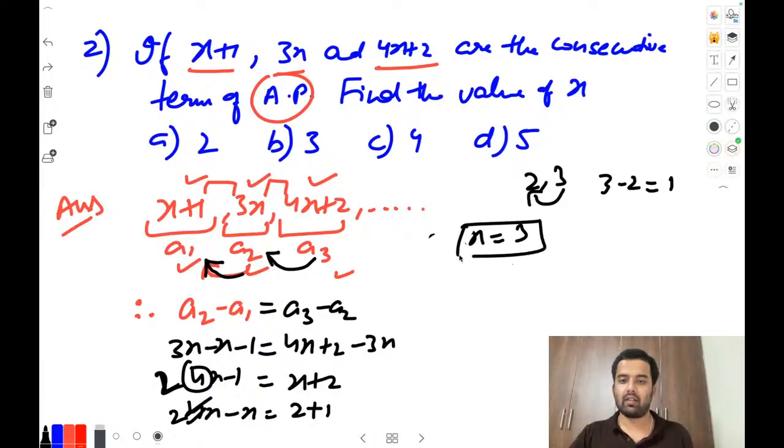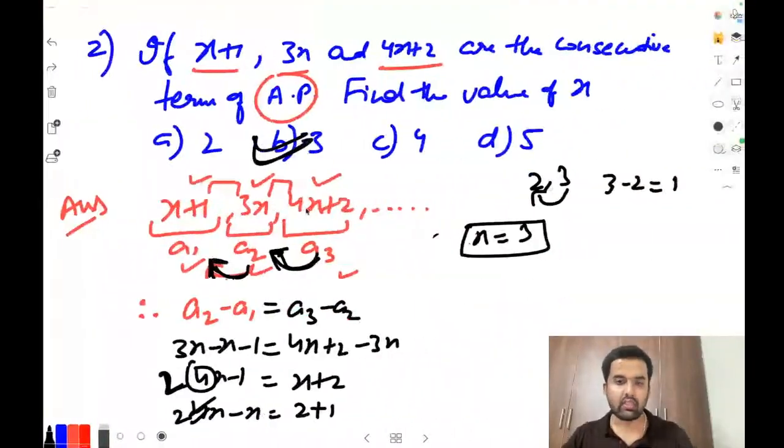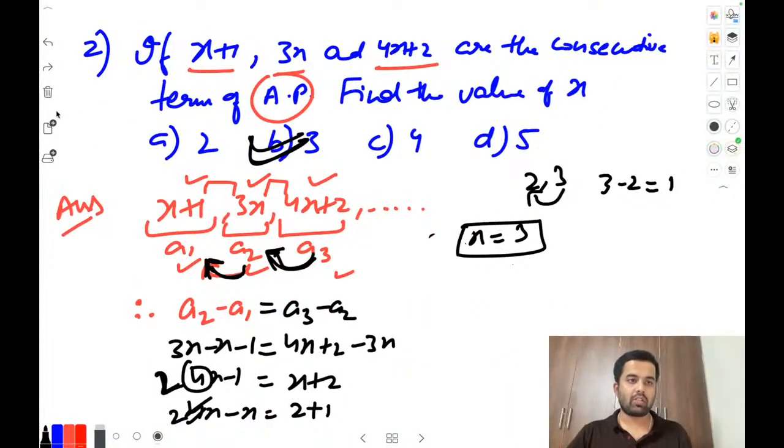Yeah, I just wrote it there itself. Yeah, option B is the correct one. 3, x value 3. So what we did, a2 minus a1 is equal to a3 minus a2, because the gap is equal. That's why we did this. Okay, I think most of the answers are correct. Yeah. Question number 3 now.